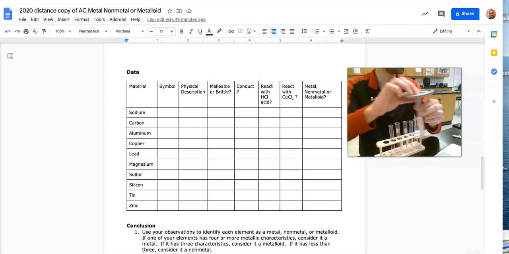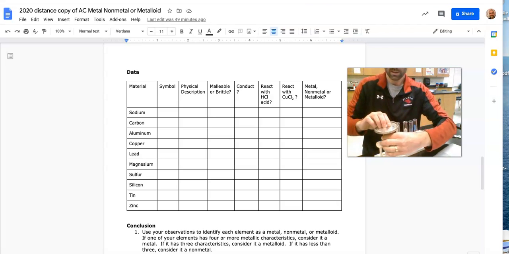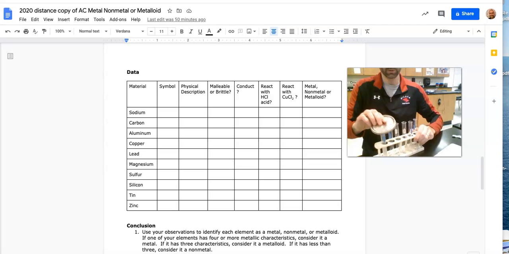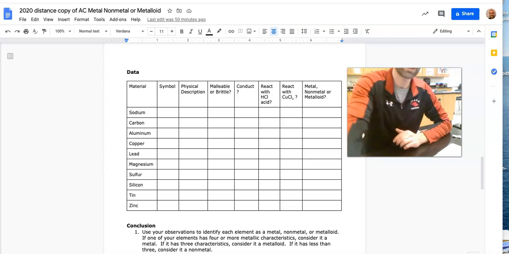Sometimes it even flames up and shoots out of there. Since it's producing hydrogen gas, sometimes it'll get hot enough from the exothermic reaction to actually ignite the hydrogen. That didn't happen this time, and that's okay.